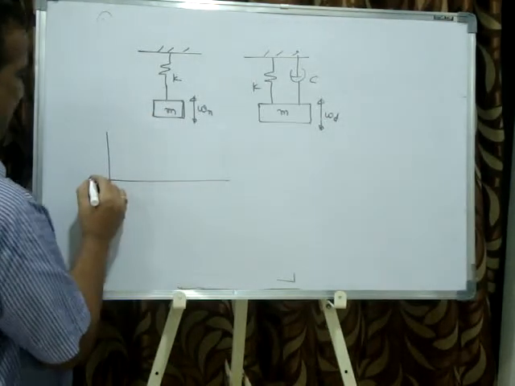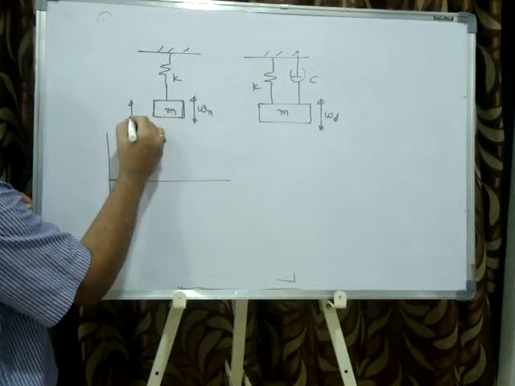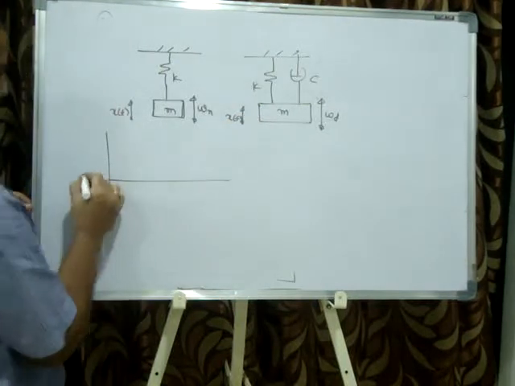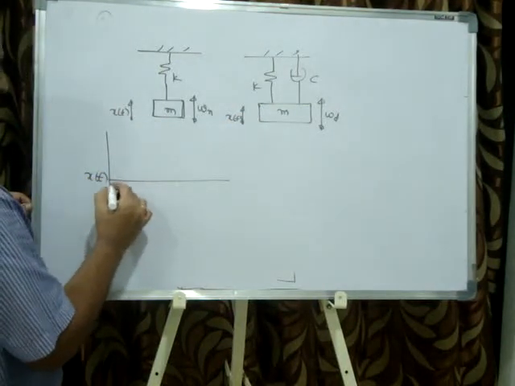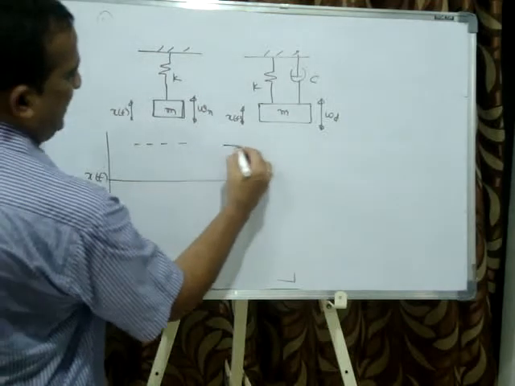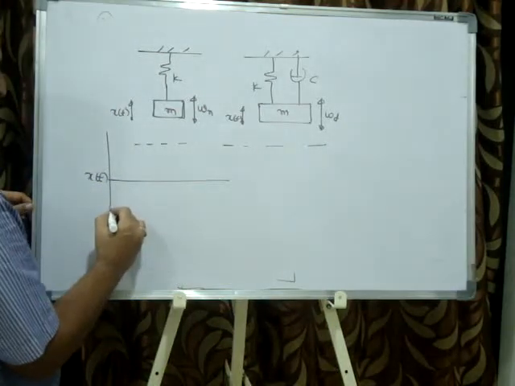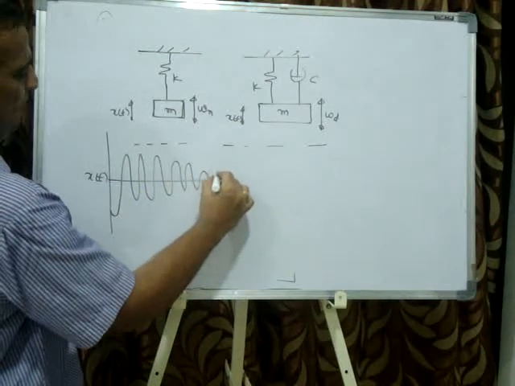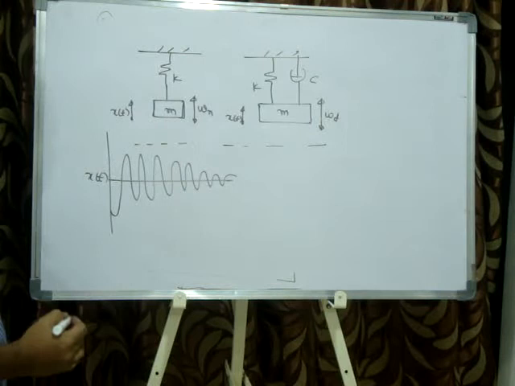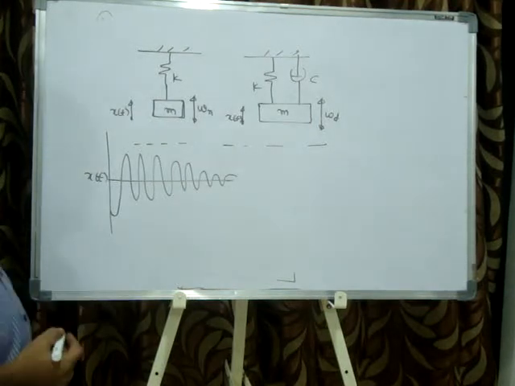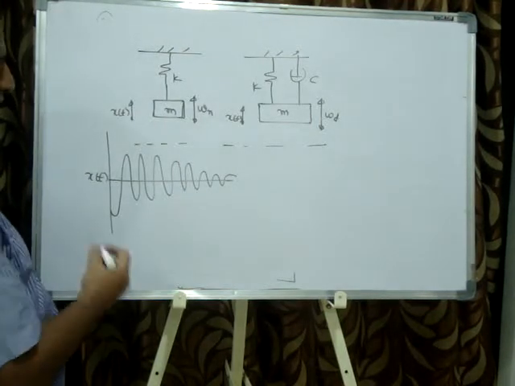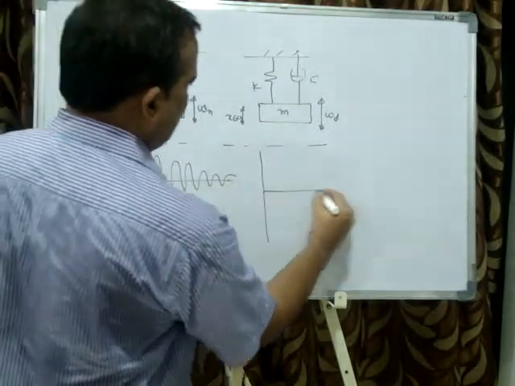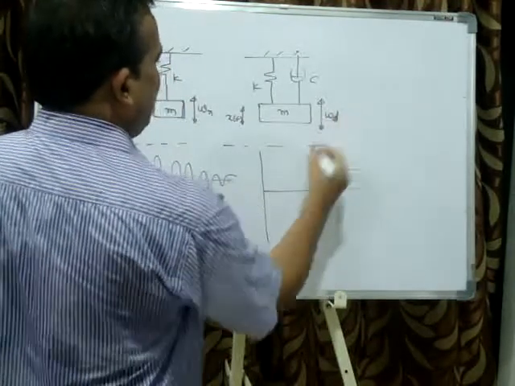If you see, the response is what? X of t. Here also the response is x of t, displacement. Now in this case you are pulling this mass to this level and you are leaving it, so I will start from here. Now here it will oscillate for a longer period of time because only the air is a resistance. Air has a low damping coefficient, so it will take more time to settle. But in this case it is oscillating with the damped natural frequency.